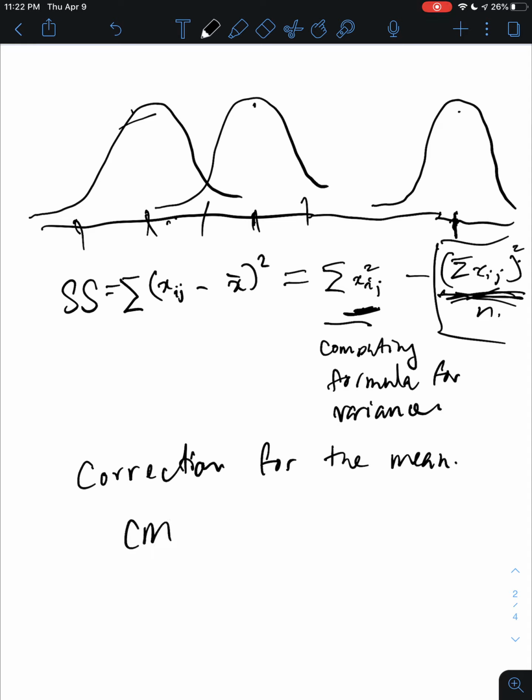And CM is the symbol. And just to repeat myself, I'm going to rewrite this: the sum of y_ij over n. So it means I add up all my measurements, I square that number, and then I divide by n. That is CM. This adding up all the numbers, we call this sometimes the global sum.